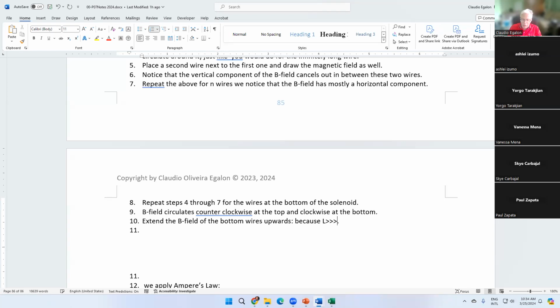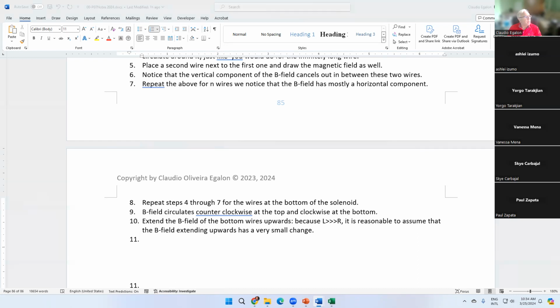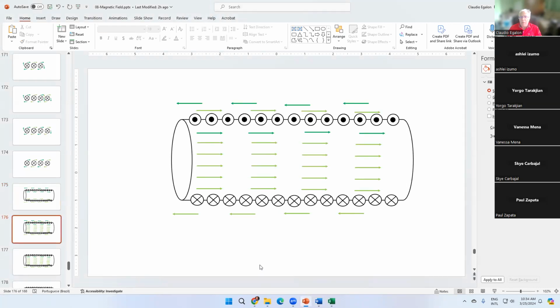Because L is much larger than big R, it's reasonable to assume that the B field extending upwards has a very small change. Oh, and there's more too. I'm extending upwards, and don't forget, I'm standing past the top portion of the wire as well. And look what's happening. When we extend it upwards, we get a magnetic field that counters this other magnetic field.